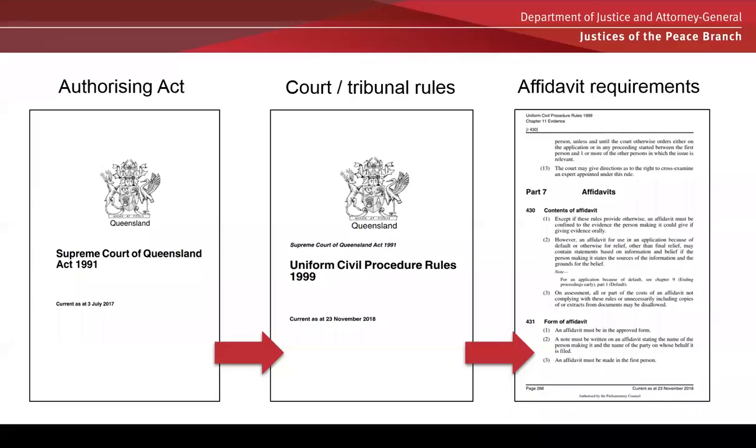Continuing to the example on your screen, you've got the Authorising Act of the Supreme Court of Queensland Act 1991, and in that Act lives the Uniform Civil Procedure Rules 1999, and then you'll see here section 431 of those rules actually lists a number of requirements for how an affidavit must be submitted to that court.